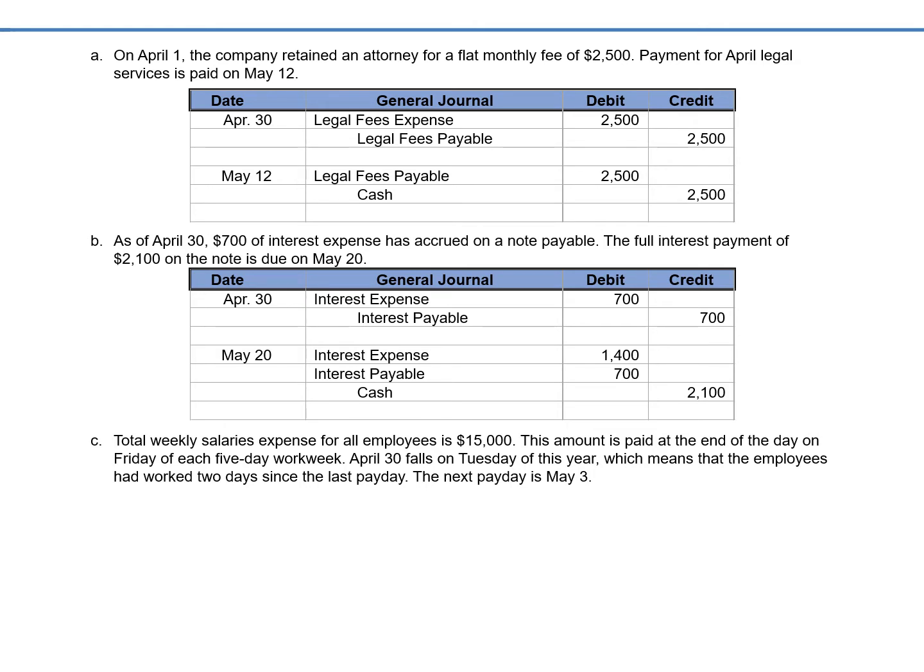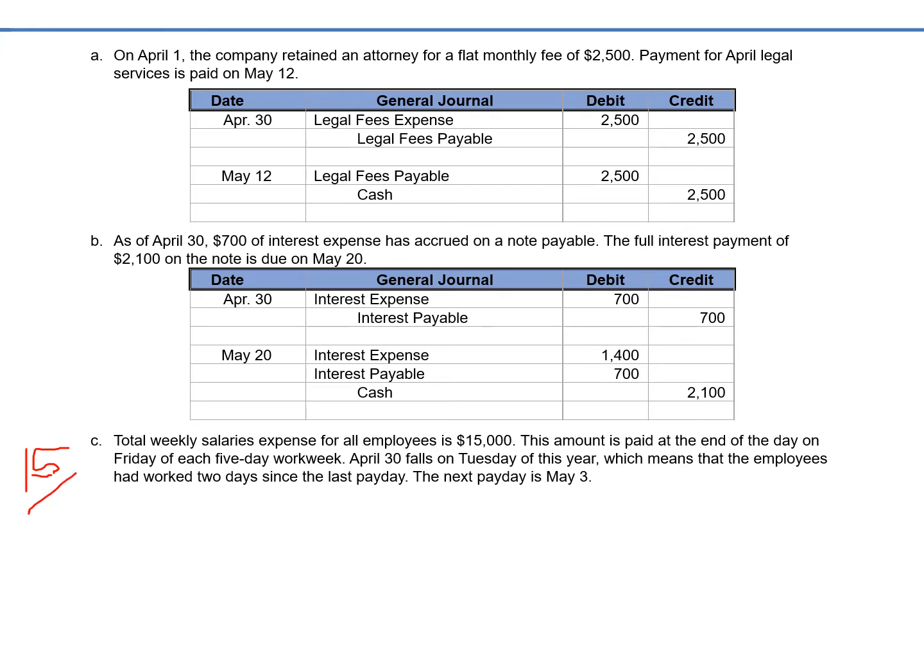All right, and then in Part C, total weekly salaries for all employees is $15,000. The amount is paid at the end of the day on Friday of the 5-day work week. April 30th falls on a Tuesday, which means employees worked 2 days since the last payday. The next payday is not till May 3rd, and so we have to figure out how much we need to accrue so that we record the proper amount of salary expense in our April financial statements.